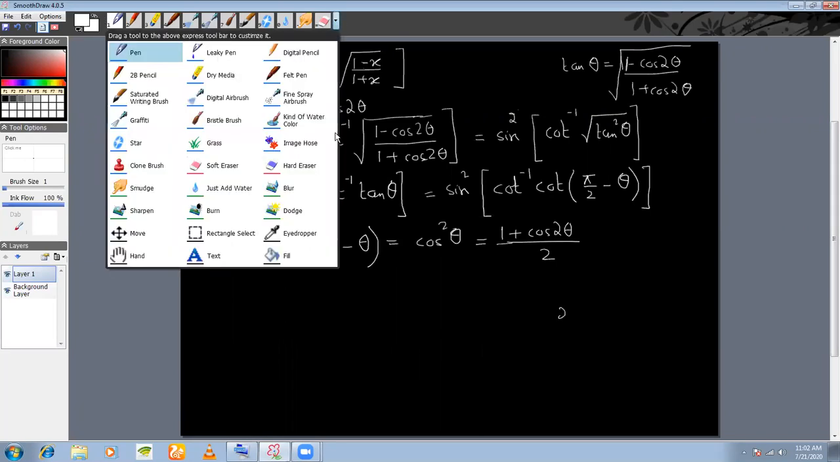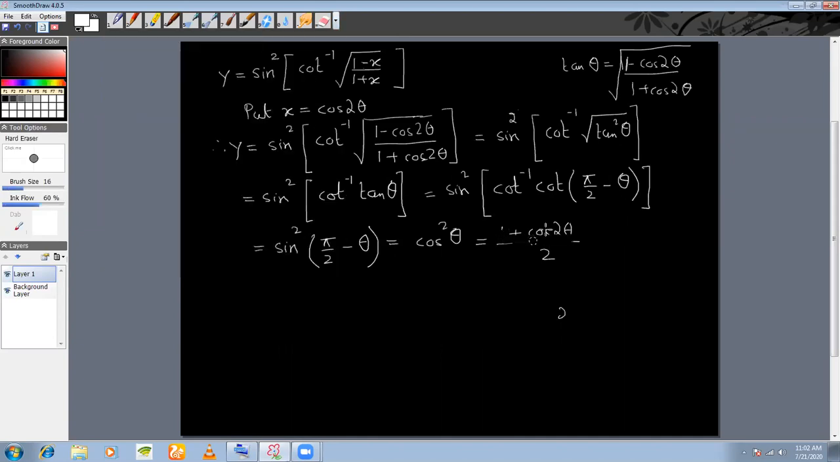Let me do a little painful way. You write this as 2 cos square theta by 2. And you know that 2 cos square theta is what? 1 plus cos 2 theta, isn't it? Now you understood, converting cos square to a multiple angle. But what is cos 2 theta? We have taken cos 2 theta as x. So we convert theta back to x. So what do we get? Y is equal to 1 plus x by 2.